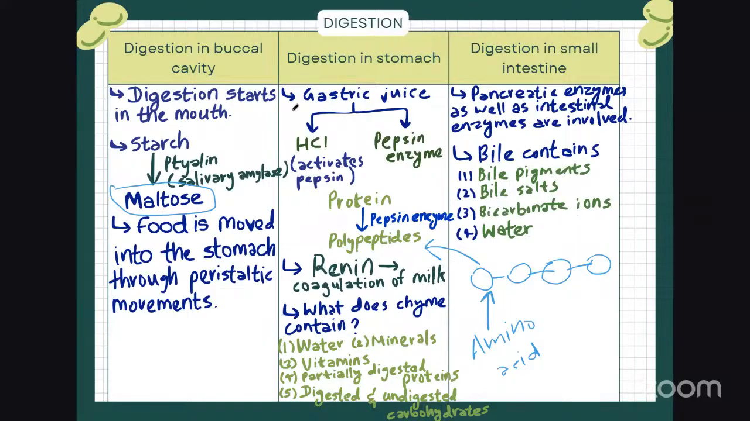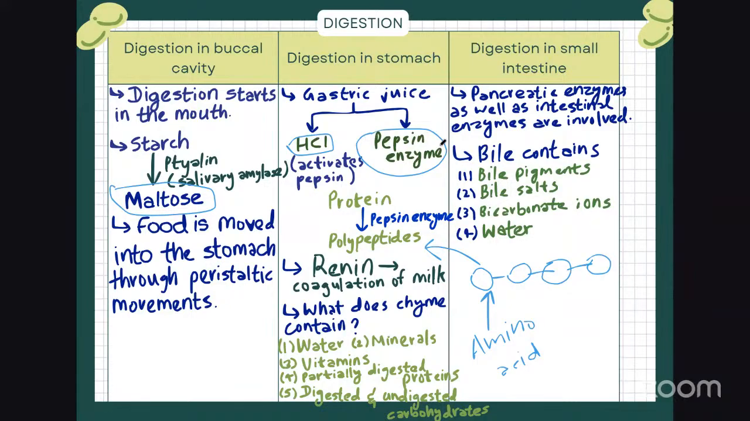Now let's get back to gastric juice. Gastric juice has HCl, hydrochloric acid, as well as pepsin enzyme. Hydrochloric acid is going to be helping us activate the pepsin enzyme. Pepsin, I'm not going to add new terms and confuse you guys. Initially this pepsin is going to be in an inactive stage.